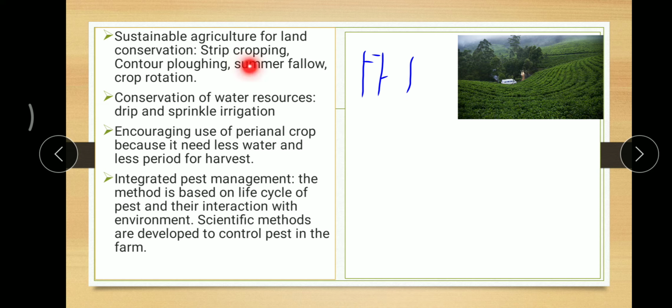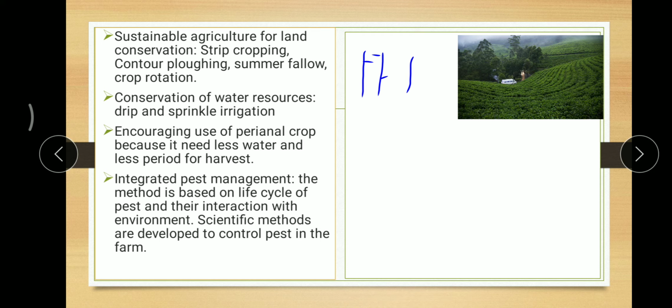Another is the summer fallow. Summer fallow means the land will be kept empty during the summer time, and it will help to tackle the problem of insects and pests, even problems related to various diseases, because the high temperature will help to kill the bacteria, fungus, and insects in the soil. So the summer fallow method is very useful to tackle the problem of diseases and pests.